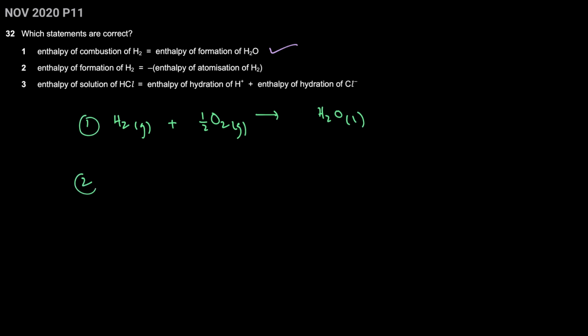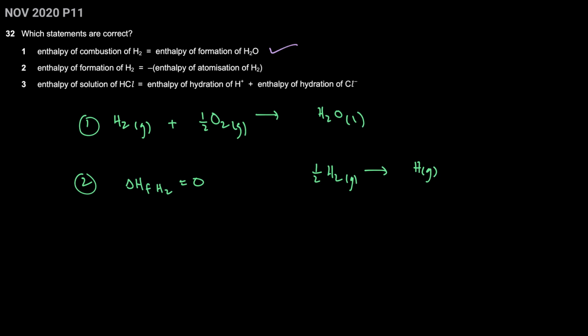Now, statement 2 says the enthalpy of formation of hydrogen is equal to the negative enthalpy of atomization of hydrogen. Now, formation of hydrogen is simply 0 because the formation of an element is considered to be 0. Whereas the negative enthalpy of atomization of hydrogen is, well, we know that atomization refers to the formation of 1 mole of gaseous atoms. So we're forming 1 mole of gaseous hydrogen atoms, which means half a mole of hydrogen molecules are forming 1 mole of gaseous atoms. That's the enthalpy of atomization.